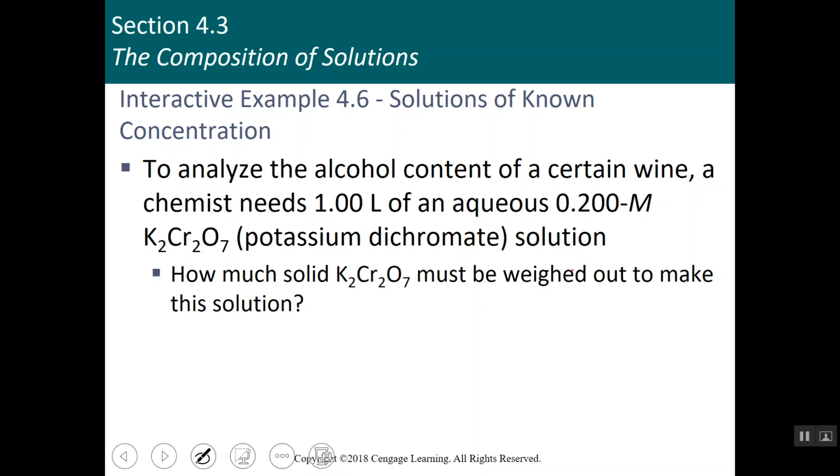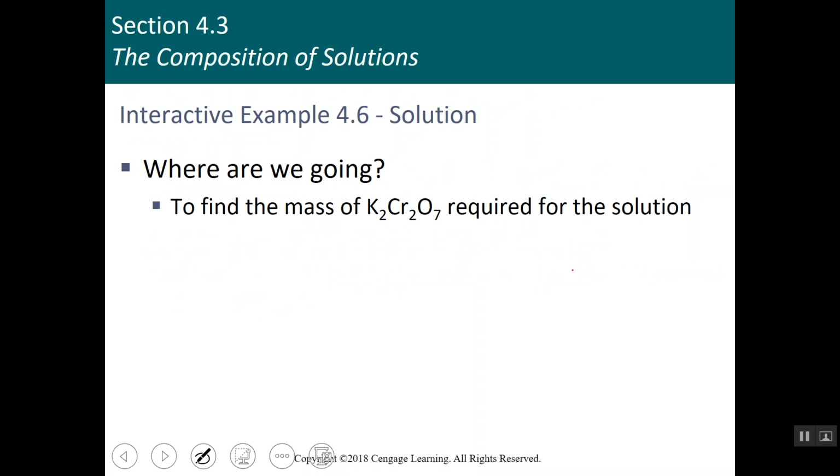To analyze the alcohol content of a certain wine, a chemist needs 1 liter of an aqueous 0.2 molar potassium dichromate solution. So we need to take a solid, we need to dissolve it, we need to get a 0.2 molar solution, but we need a whole liter of it. So how much solid must be weighed out to make this solution? So what are we trying to do? We're trying to figure out the mass of the potassium dichromate.